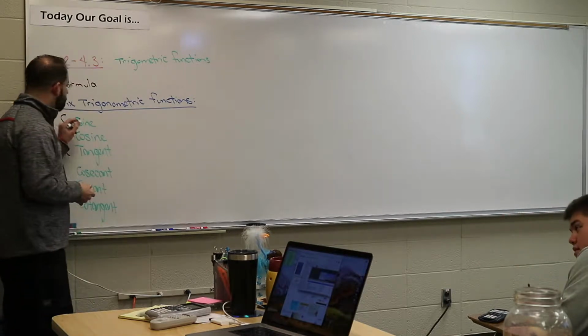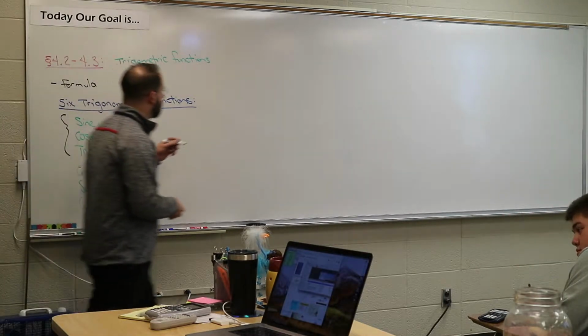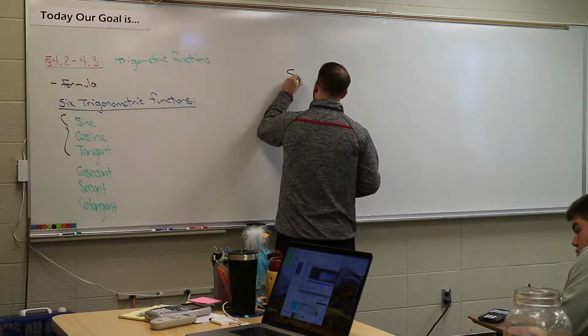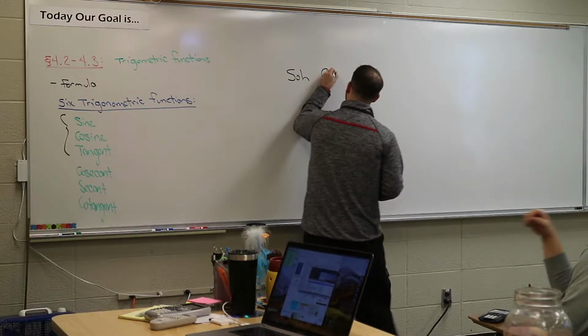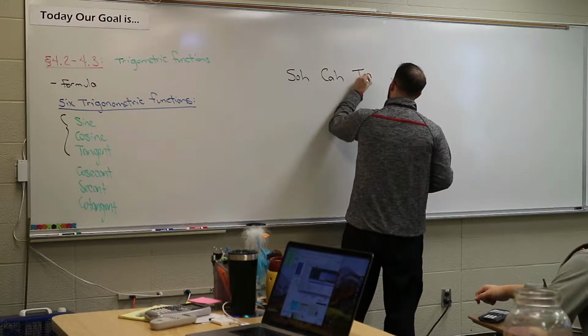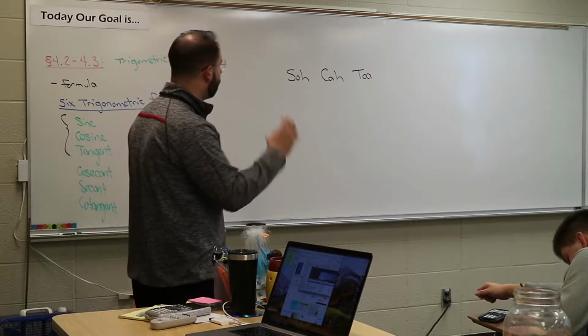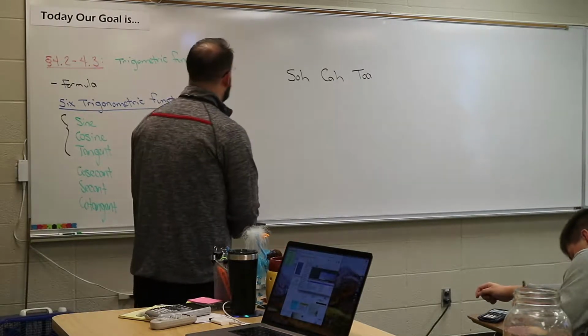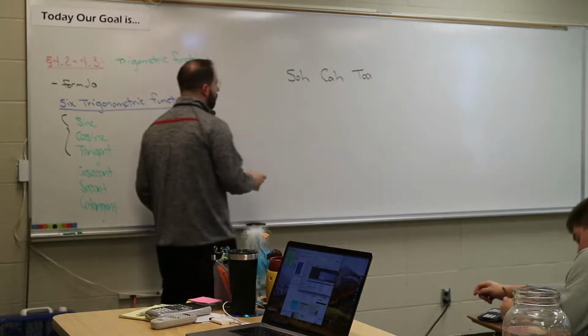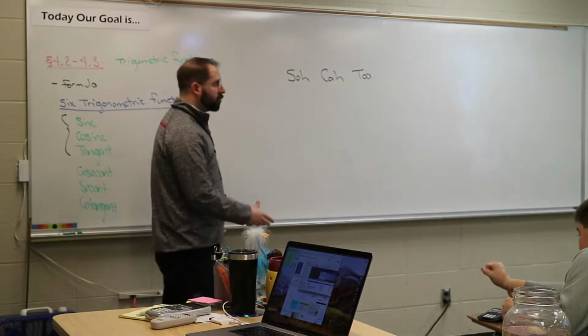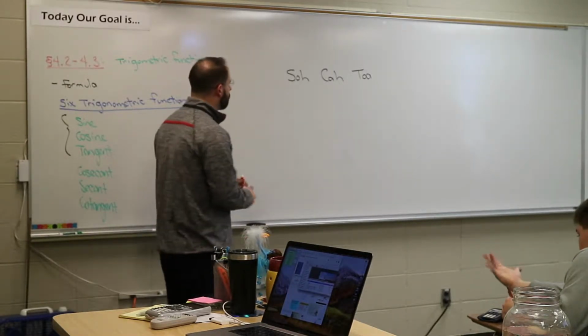So, the big thing about the main 3, because that's what we're focused on today, is this little acronym. SOHCAHTOA. You do need to know what SOHCAHTOA stands for. It's this little abbreviation that I use to help me remember the formula for the trig functions. Now, the trig functions, in the first place, they only deal with right triangles. That's it. Right triangles only.